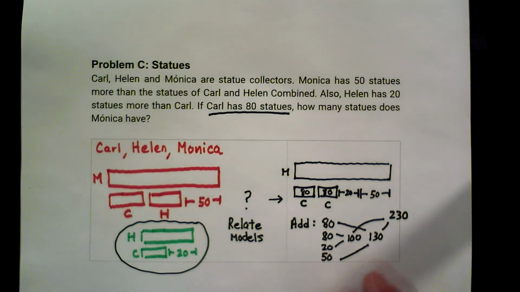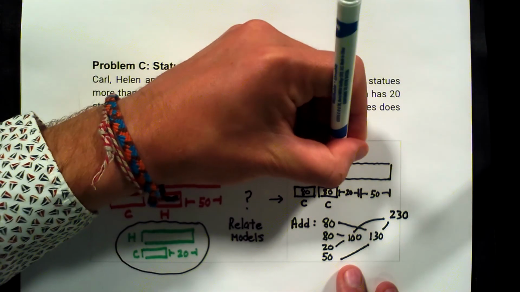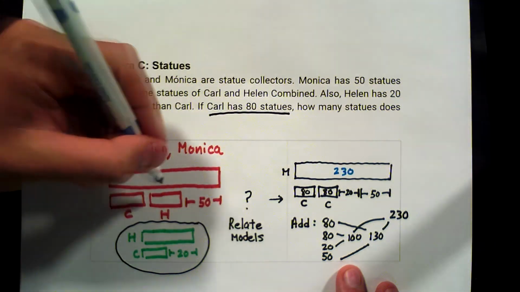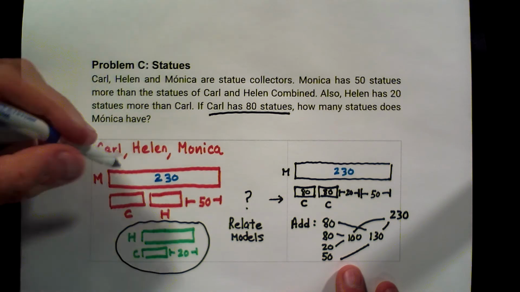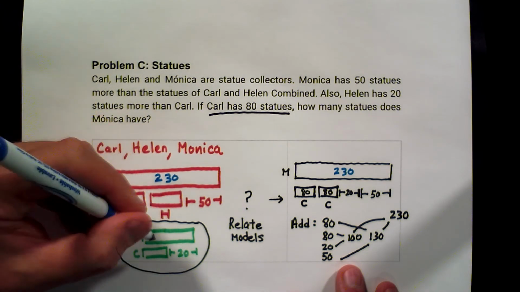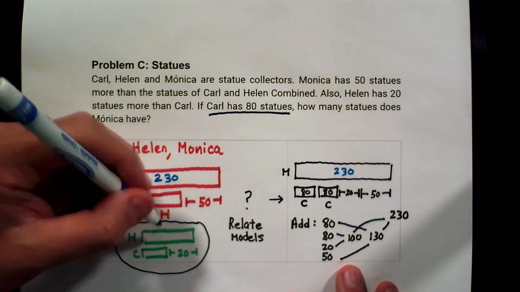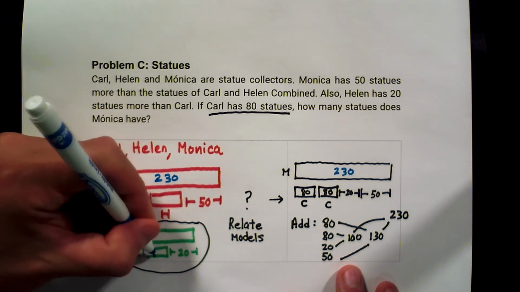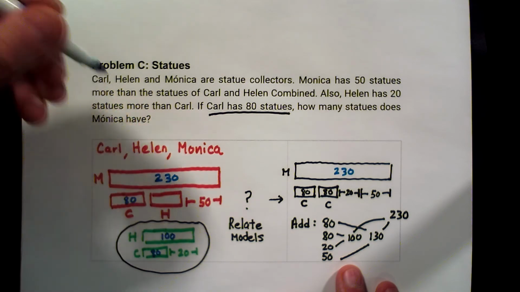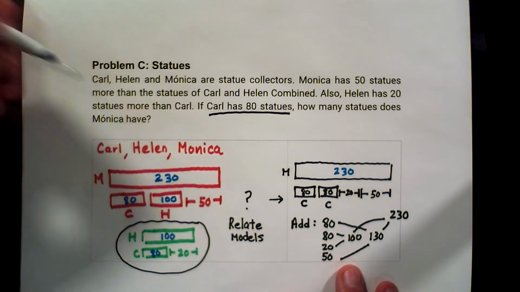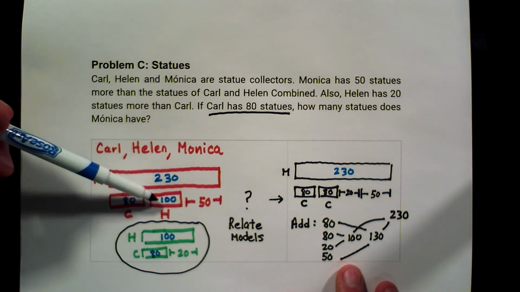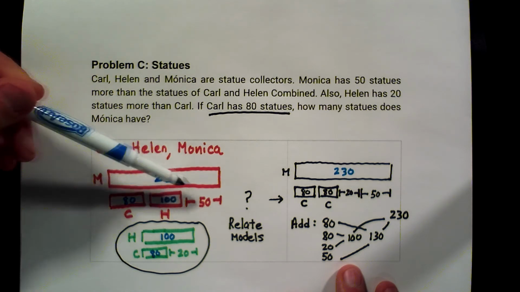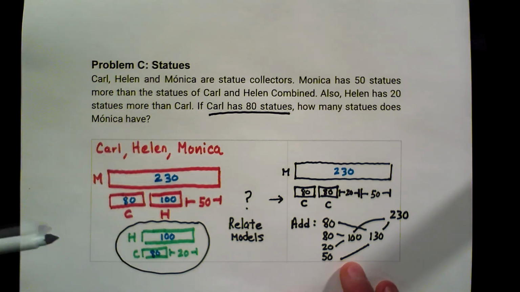Let's put these values now in blue to check if it makes sense. So 230. Carl, we knew it was 80. And Helen, we knew it was 20 more than Carl, so it was 100. So let's see if this adds. And it does, right? So I have 100, 180, and 50, and that's 230. Okay. So that's how we deal with this problem.